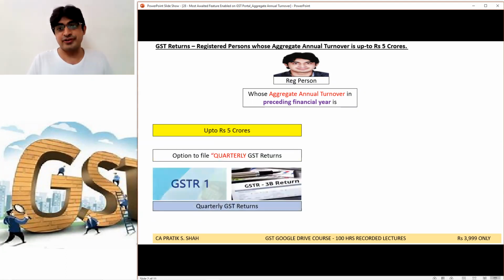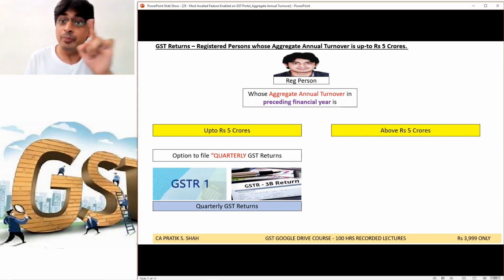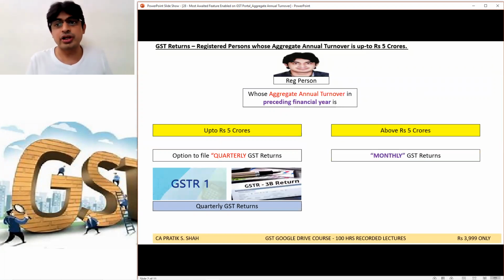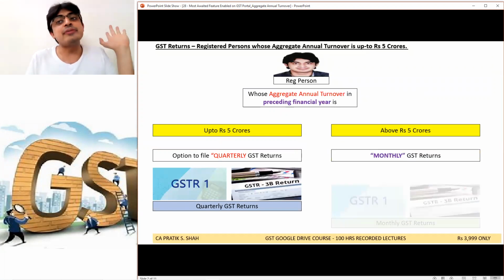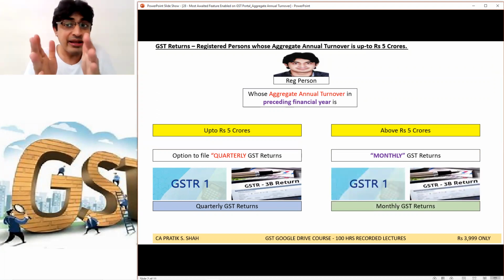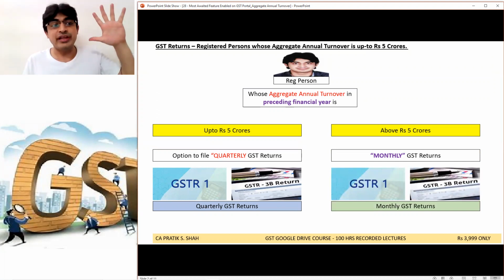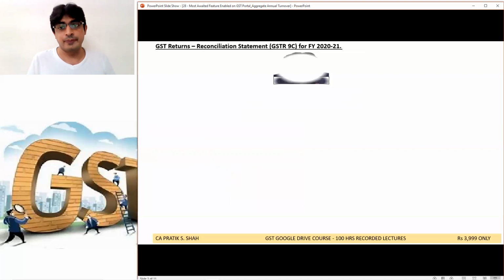Quarterly GST returns, the QRMP scheme. I can file GSTR 1 as well as 3B quarterly. This option I have. But if my turnover is above rupees 5 crore in the preceding year, I have to compulsorily file monthly returns. So the benefit is given to the taxpayer whose aggregate annual turnover is below 5 crore.